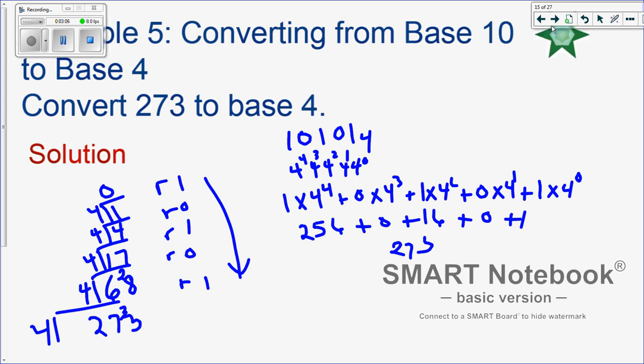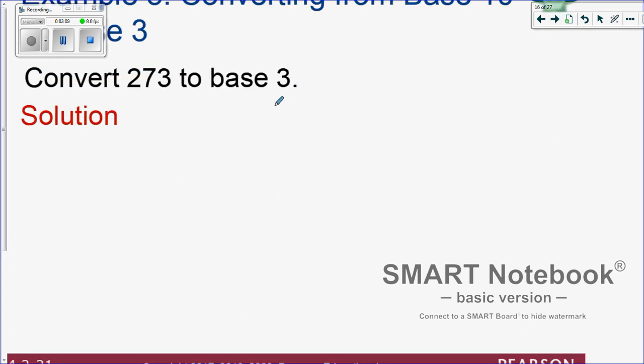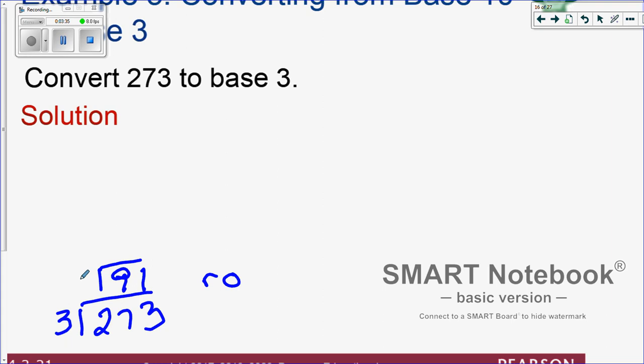Okay, so let's try another example. So now I'm going to take 273, same number, to base 3. Which means now the only difference is I'm going to divide it by 3. So 3 goes into 27 9 times with nothing left over, and 3 goes into 3 once, and so the remainder here is 0. Okay, so now 3 goes into 91 3 times, with no remainder, and then 3 goes into 1 0 times with a remainder of 1.